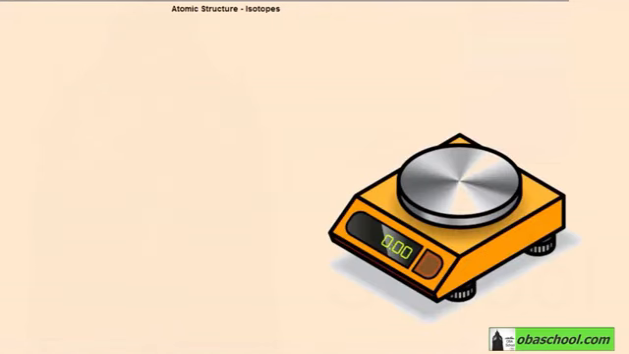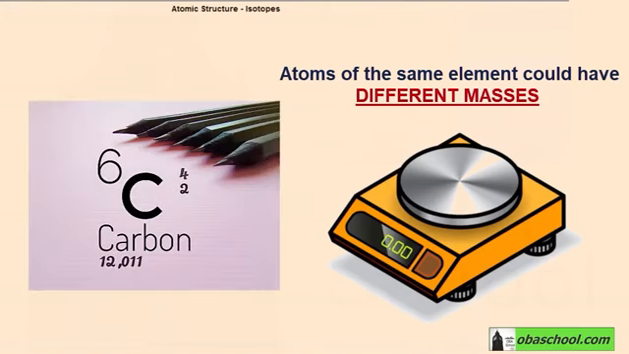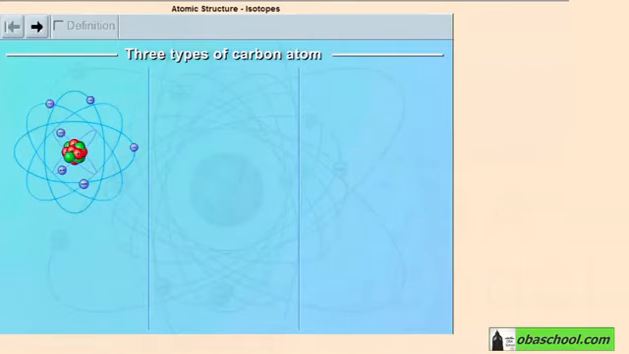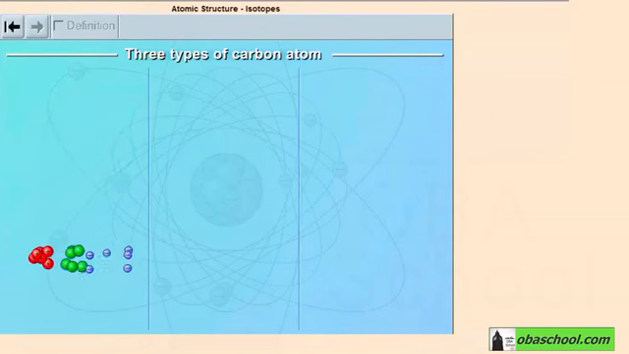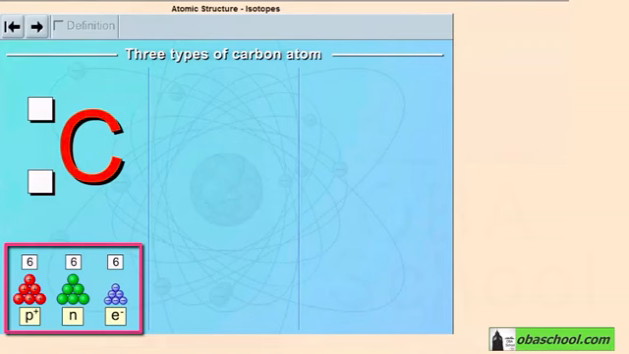By measuring the masses of atoms of some elements very precisely, it showed that atoms of the same element could have different masses. Carbon is an example where different atoms of carbon have different masses. So this is a carbon atom right here. Let's find together the number of each subatomic particle of this atom. So it has 6 protons and 6 neutrons inside the nucleus, as well as 6 electrons.